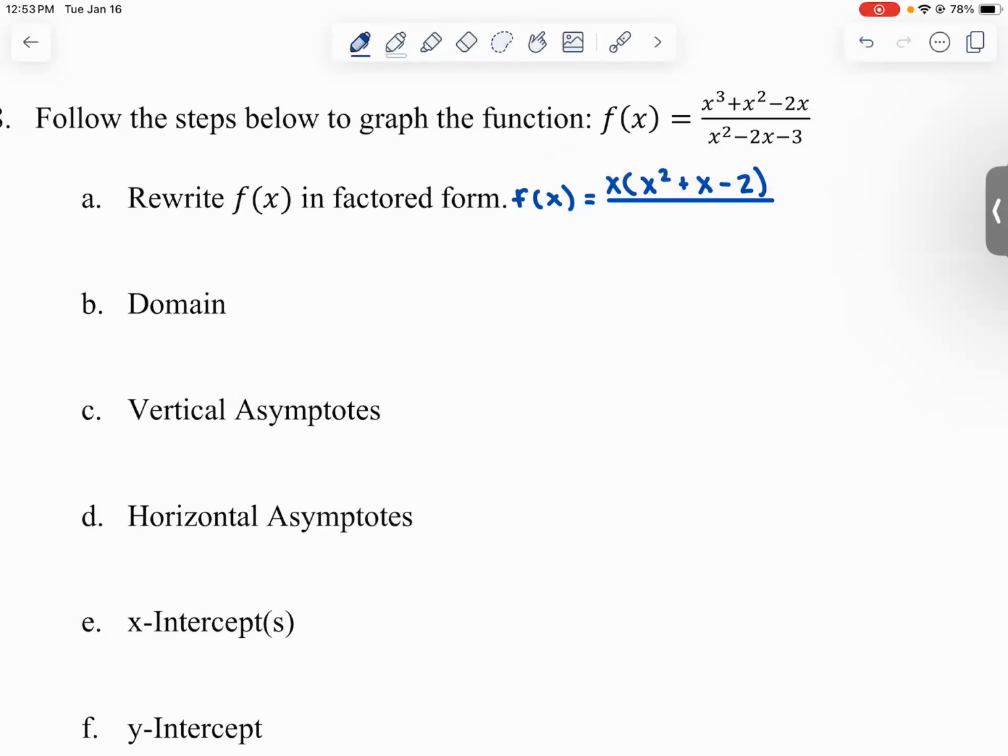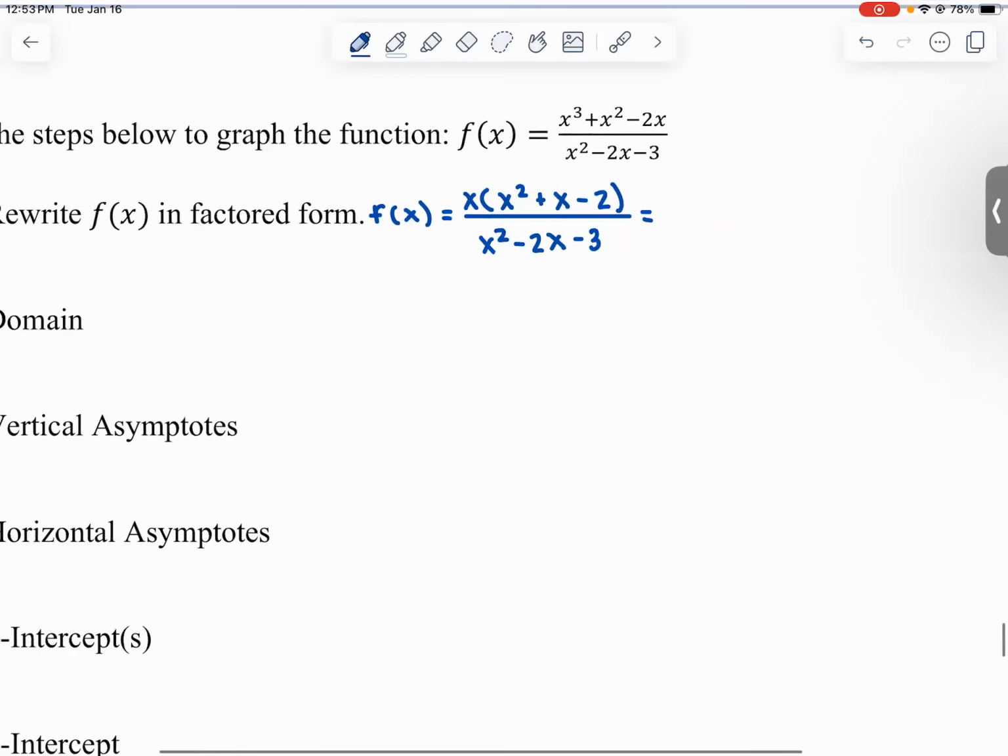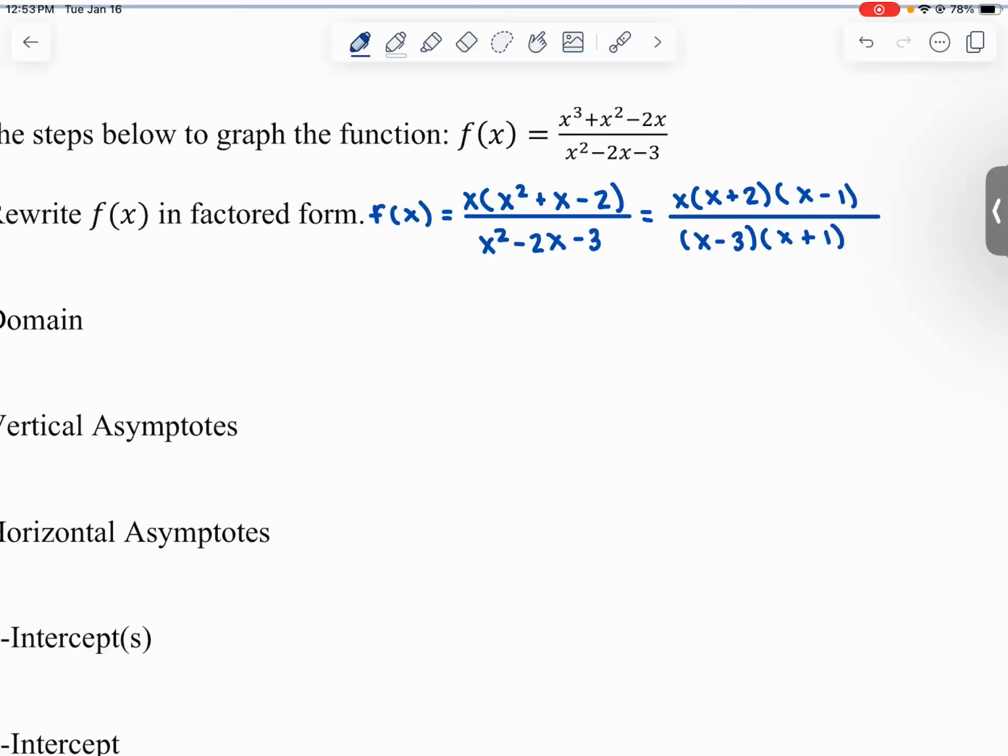So now we can simplify both the top and the bottom into their fully factored form. Remember, for the top, you are going to keep that x out in front that we factored out originally, but then we'll add in the other two parentheses. So we'd have x plus 2 and x minus 1. And the bottom will become x minus 3 and x plus 1. In this case, this will be my fully factored rational expression that we are going to use to help us graph.